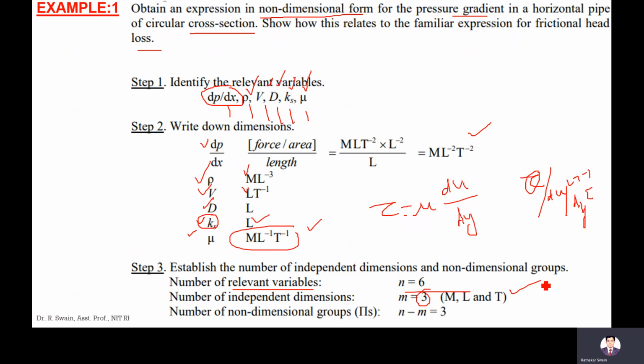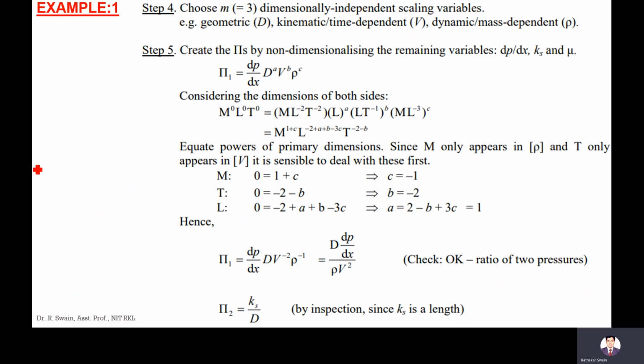Total n minus m numbers, that is 6 minus 3. That is 3 groups we have to form: Pi 1, Pi 2, Pi 3.